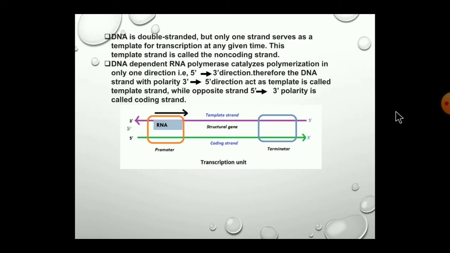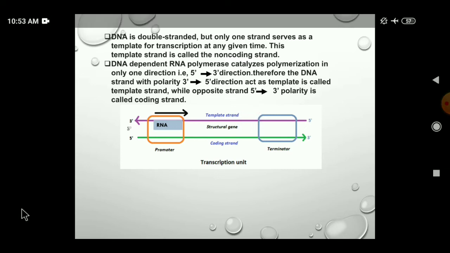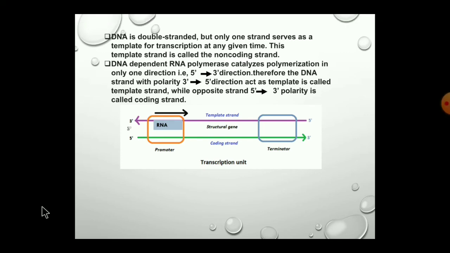Look at here. There are 2 strands of DNA. Out of these 2 strands, this strand acts as a template strand for synthesis of RNA, and this strand we call the template strand or non-coding strand. Non-coding strand or negative strand or antisense strand. Whereas the opposite strand we call the coding strand.